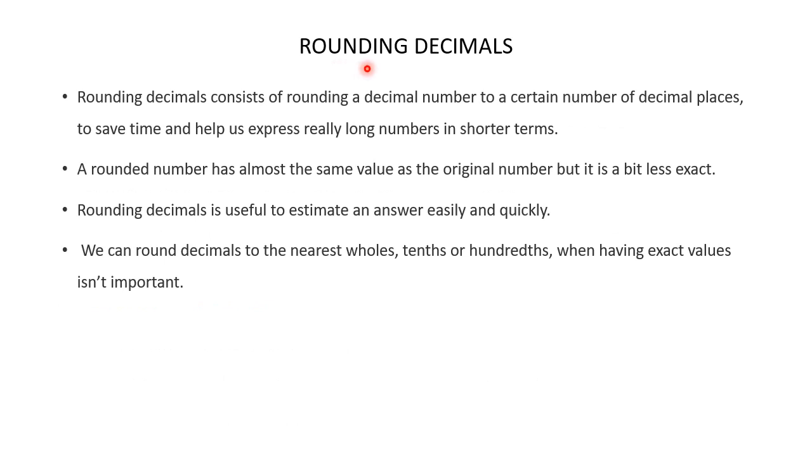Let's learn about rounding decimals. Rounding decimals consists of rounding a decimal number to a certain number of decimal places to save time and to help us express really long numbers in shorter terms. A rounded number has almost the same value as the original number, but it is a bit less exact. Rounding decimals is useful to estimate an answer easily and quickly. We can round decimals to the nearest wholes, tenths or hundredths when having exact values is not important.